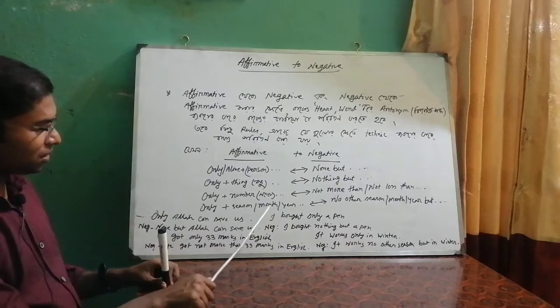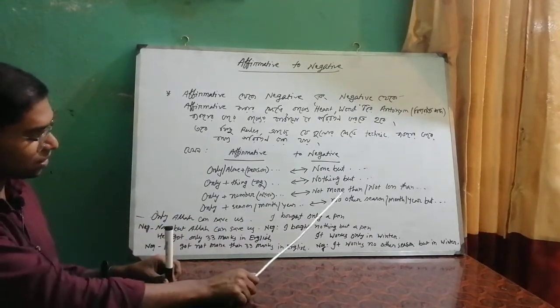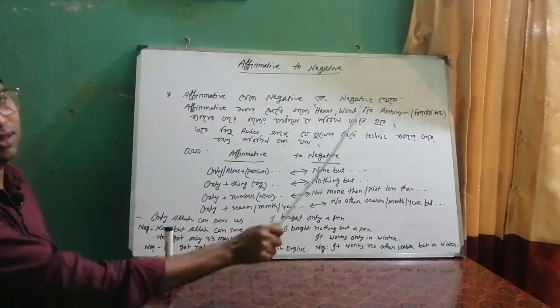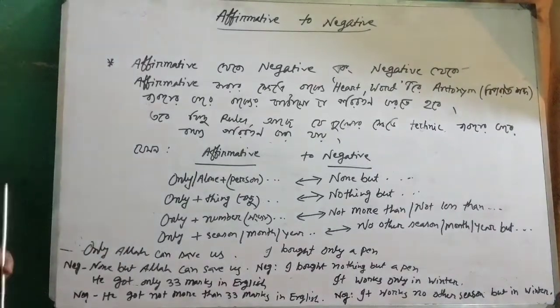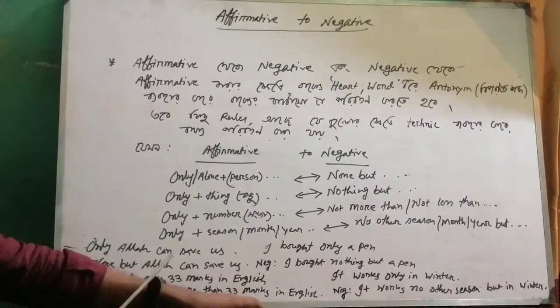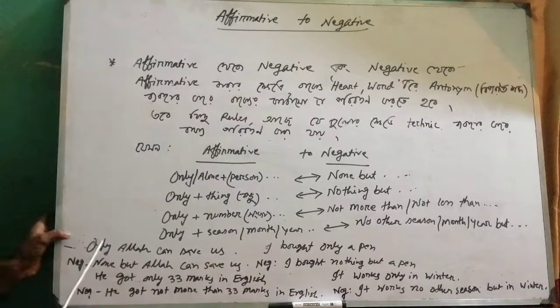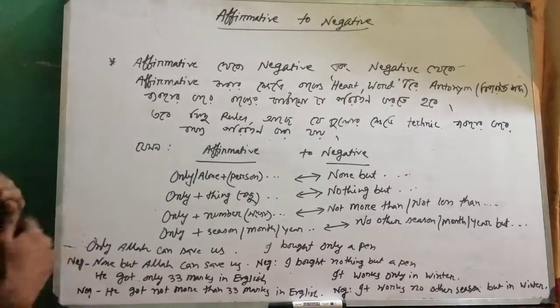Only plus season or month. If you get any sentence like this, in the place of only you have to write no other season, month or year, and then the rest of the words. So I wrote down the examples of the structures here. The letters are very tiny. If you cannot understand, please try to understand.